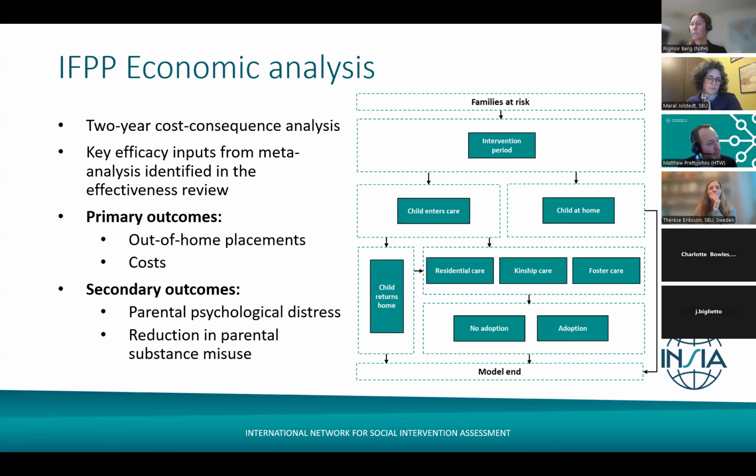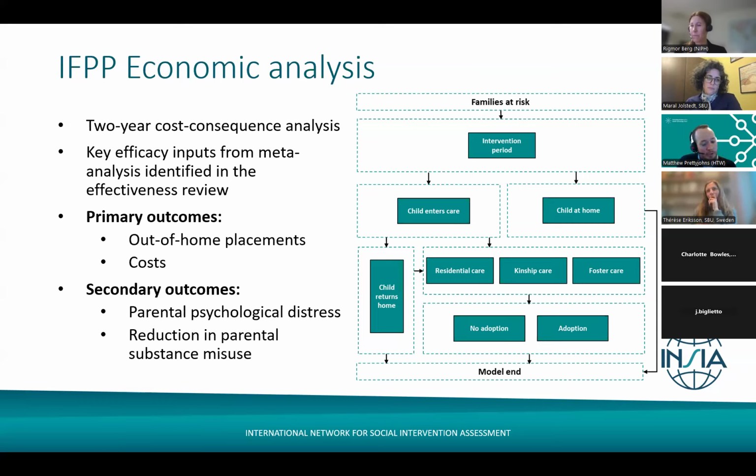So in terms of how we approached this, we did this with a cost consequence analysis, one of the types of analyses that were just mentioned. That enabled us to consider the costs and some of the outcomes that seemed to be relevant from the studies. In this instance, all of the studies in this area primarily considered out of home placements as the primary outcome.